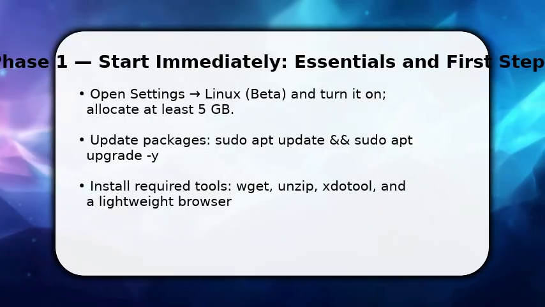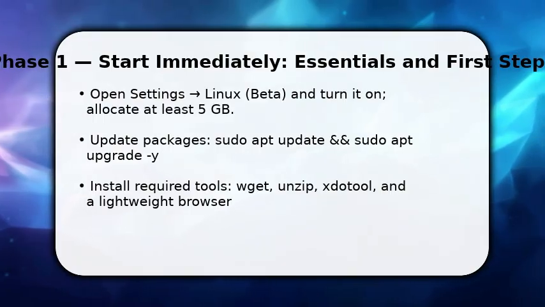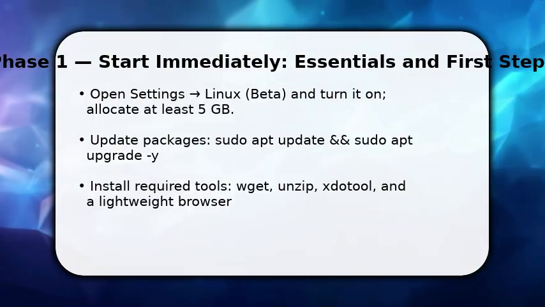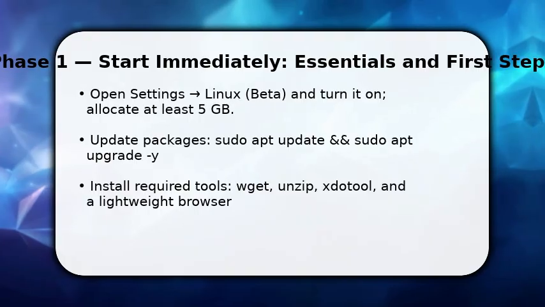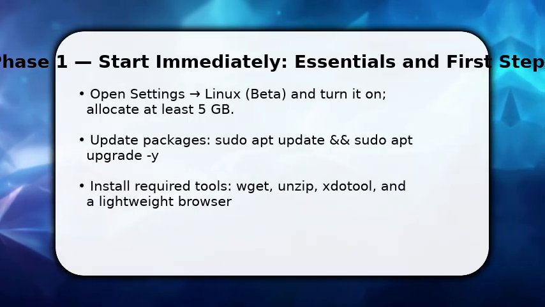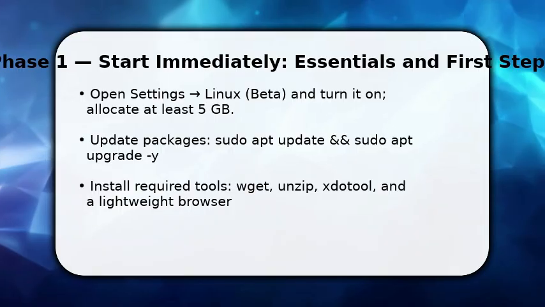You start by enabling Linux Beta on your Chromebook. This is the only native path that lets you run an auto clicker reliably. Once done, open the terminal and update packages so dependencies match.